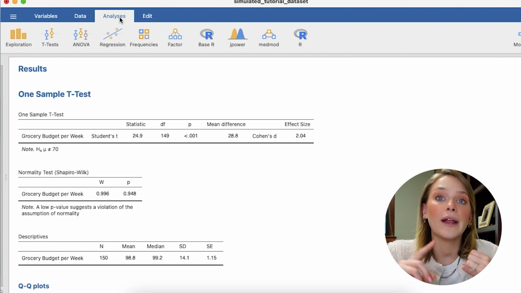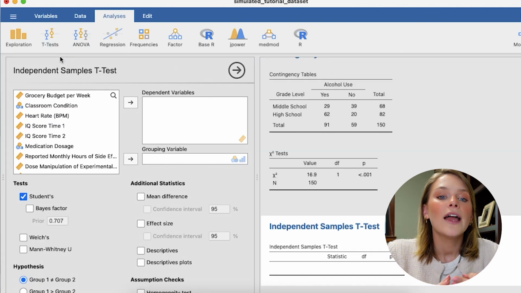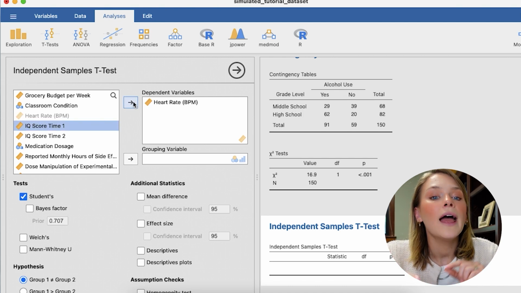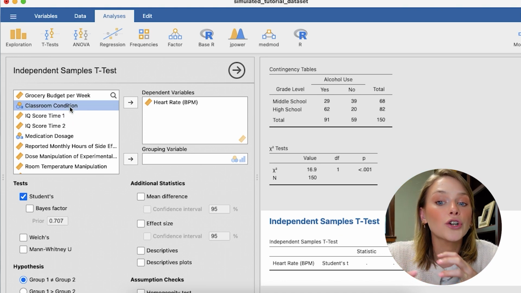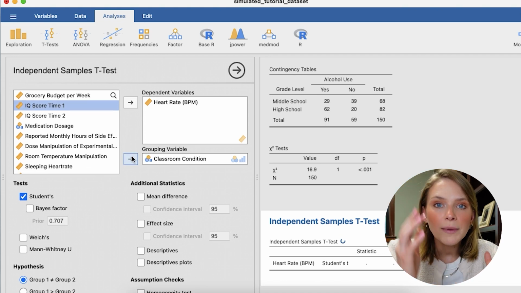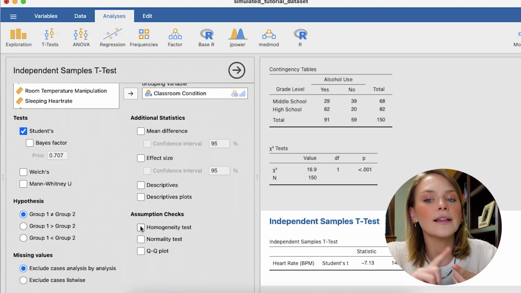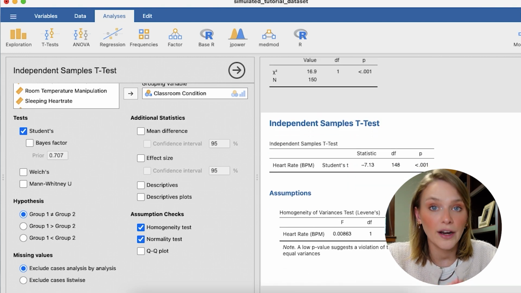So in order to test those in Jamovi, you're going to go to Analyze and then T-Test, and then select the Independent Samples T-Test. You're going to make sure that you have heart rate selected as your dependent variable, and that you have classroom condition selected as your independent or grouping variable. There's going to be a lot of options that you'll see. And right now, because we're looking at the assumptions, I want you to select the boxes for testing normality and testing homogeneity of variance.